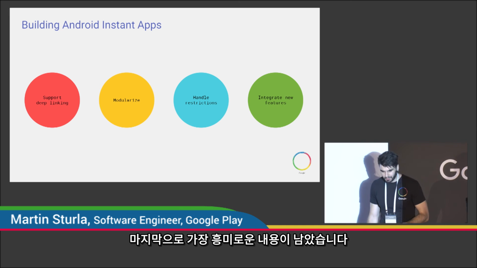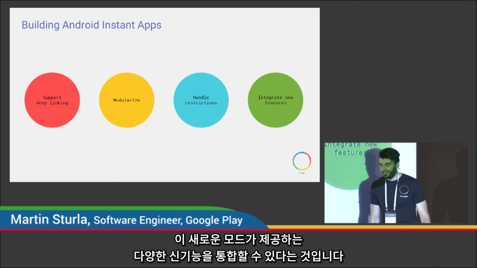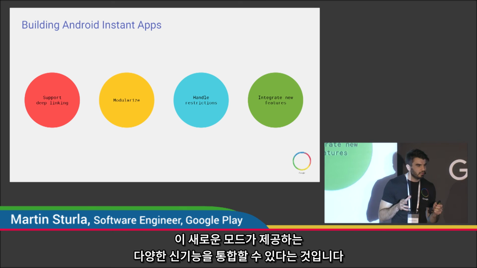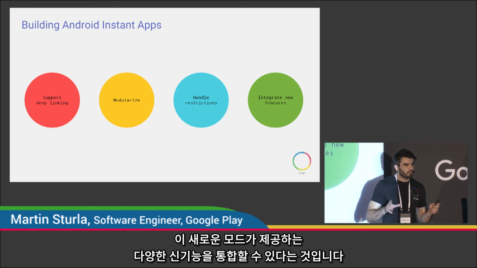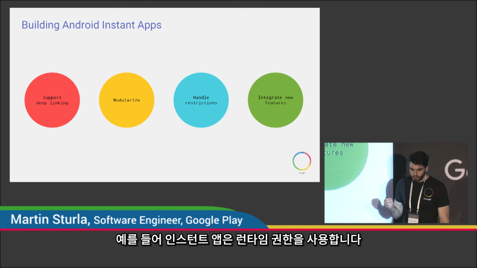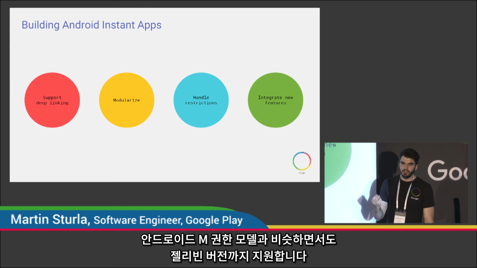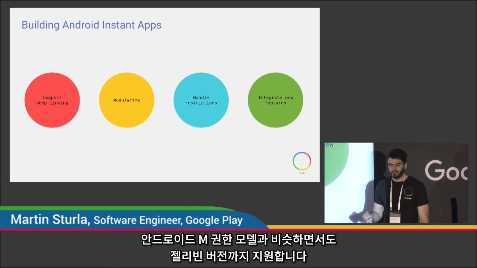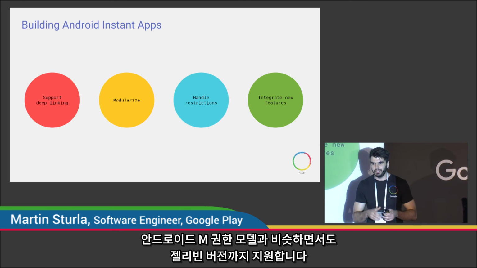And finally, and most excitingly, you will be able to integrate a host of new features that this new mode provides. As an example, Instant Apps uses runtime permissions, similar to the Android M permissions model, but all the way back to Jelly Bean.